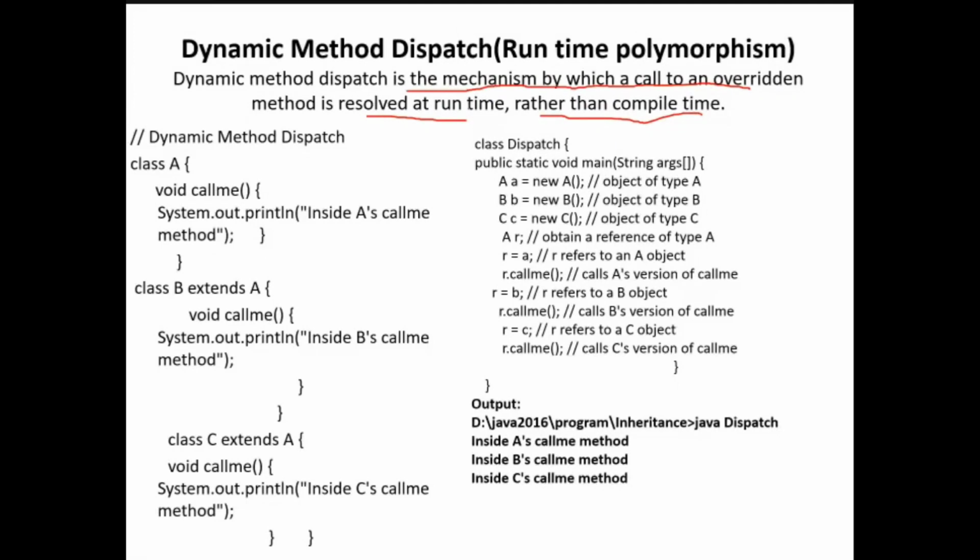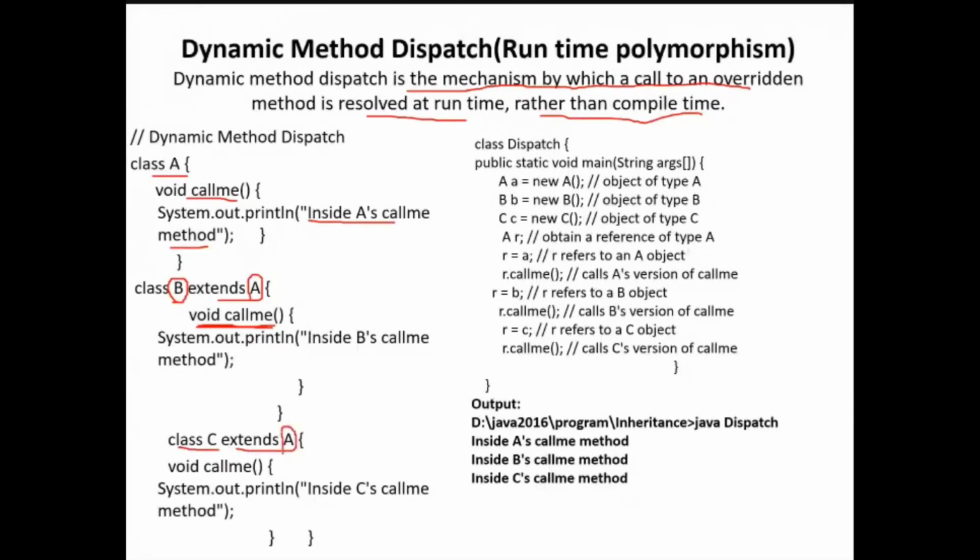I will explain with one example. Here I have one class called A. Within that I have one function called me, and within that method I print inside A class me method. Then I have one more class B, which is inherited from class A, and this class also has the same method name. And one more class C, which is also inherited from class A.